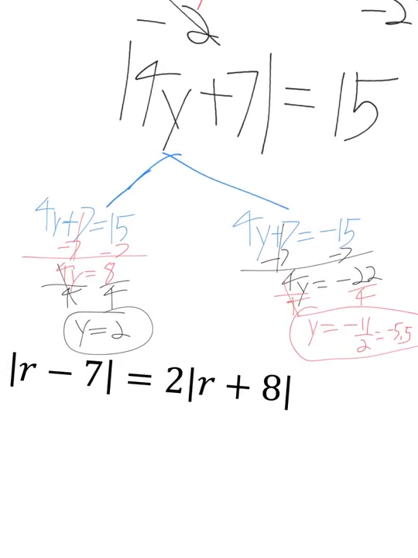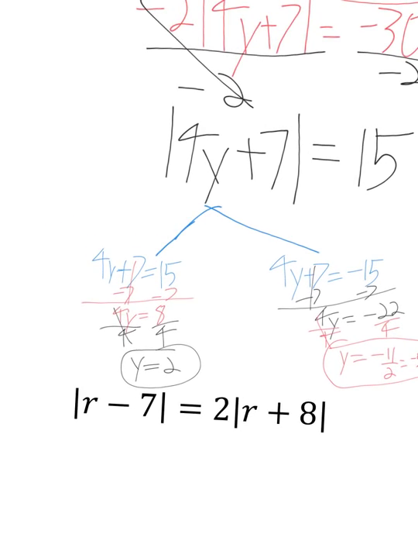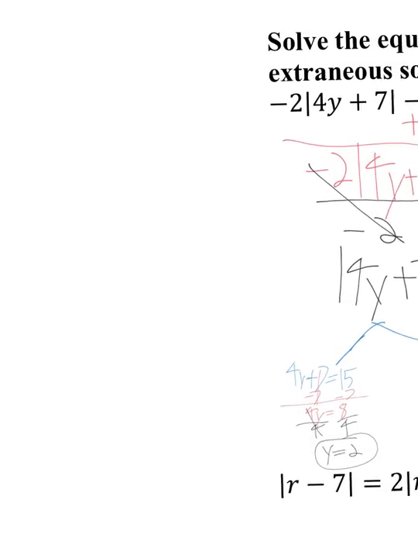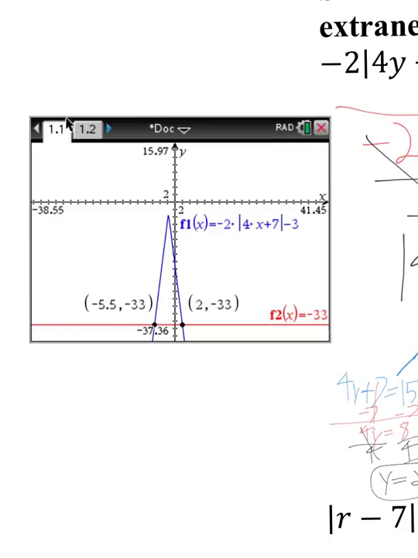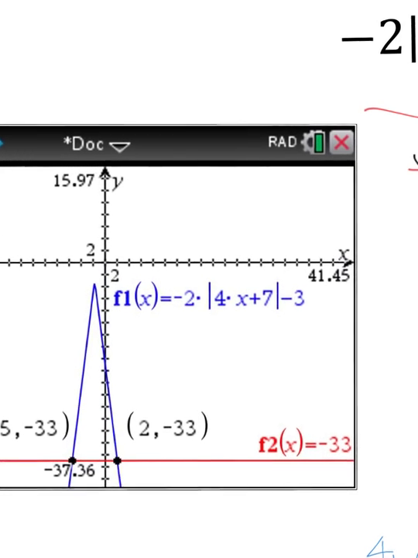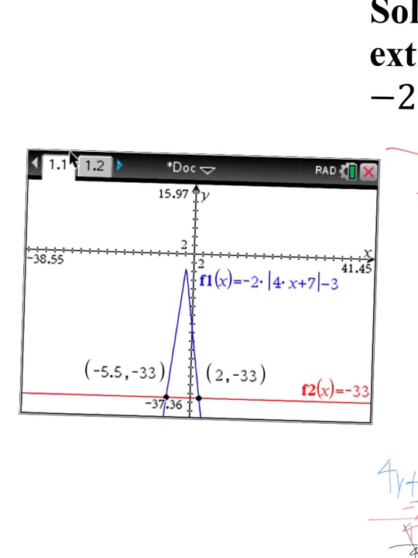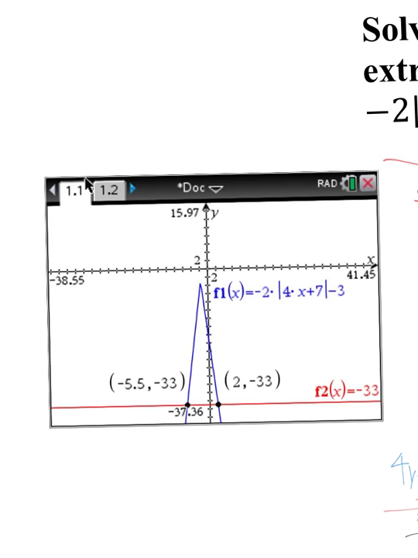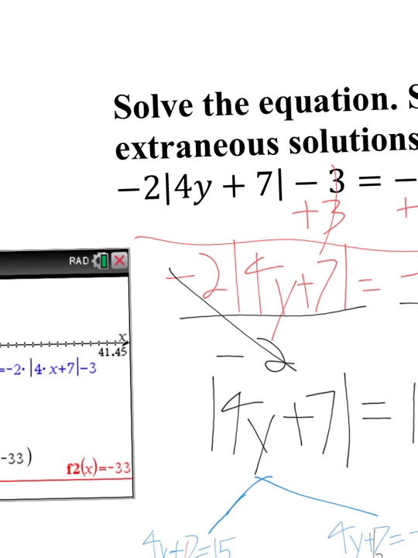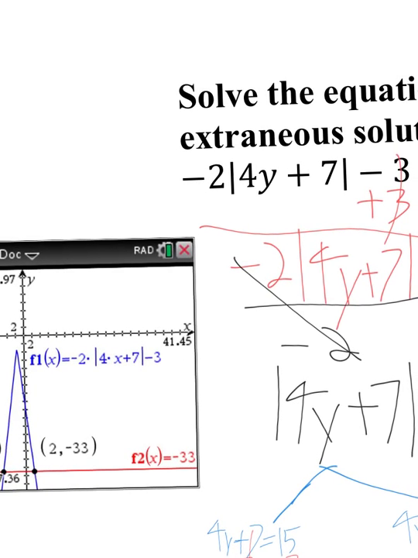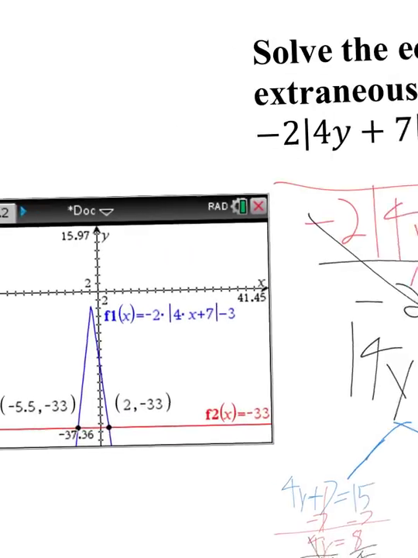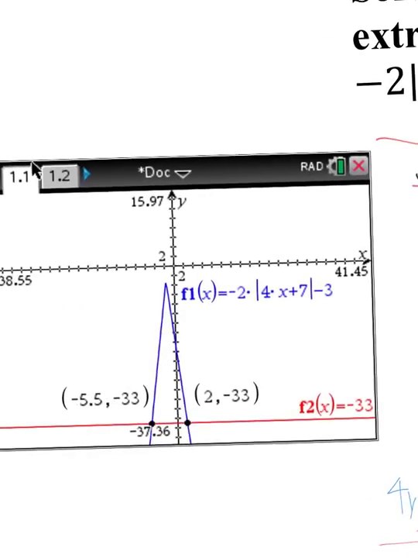Now let's check the graph to make sure you did it correctly, because I do say in the instructions to check your solutions by graphing. So over here, I'll pull up the graph. So here you can see that I changed the letter y to x because you can't graph any other letter other than x, and then you graph the left side of the equation. I plugged in the original, negative 2 times 4x plus 7 minus 3, and then I wrote equals negative 33. I put that in another line, and then you just do menu, analyze, intersection.